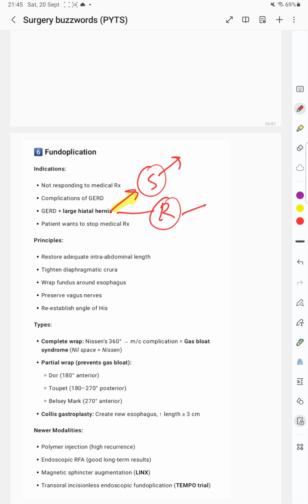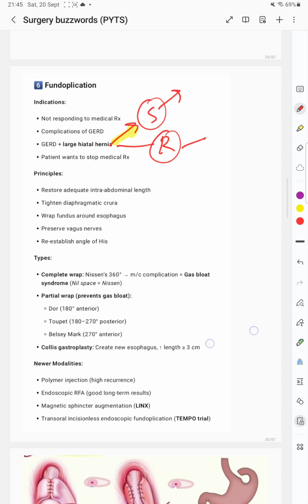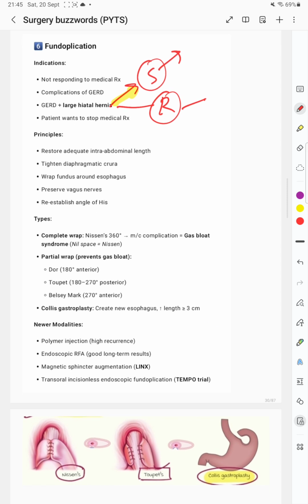We have to restore, we have to bring them back, we have to correct them. So basically we'll restore the adequate intra-abdominal length, tighten the diaphragmatic crura, wrap the fundus around the esophagus, preserve the vagus nerves and re-establish the angle of His. So we'll discuss all the types.